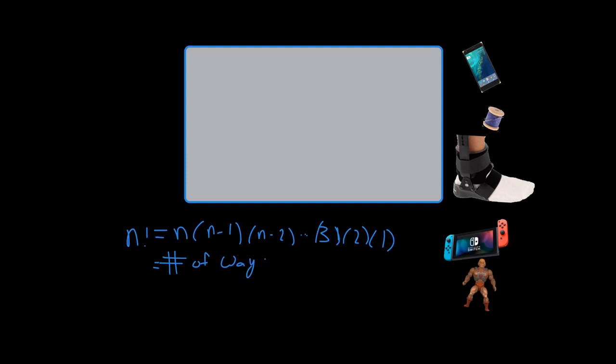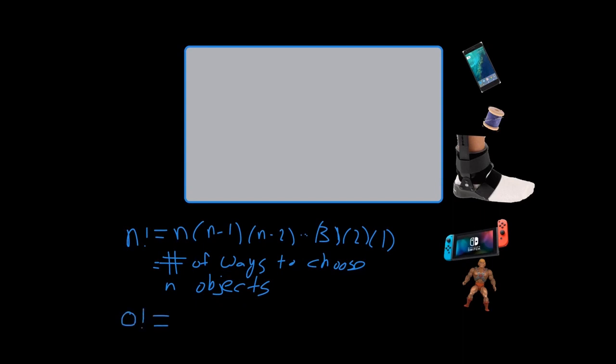So n factorial, which is equal to n times n minus 1 times n minus 2 down to 3 times 2 times 1. One way to think of this is the number of ways to choose n objects. So the question arises, what is 0 factorial going to be?